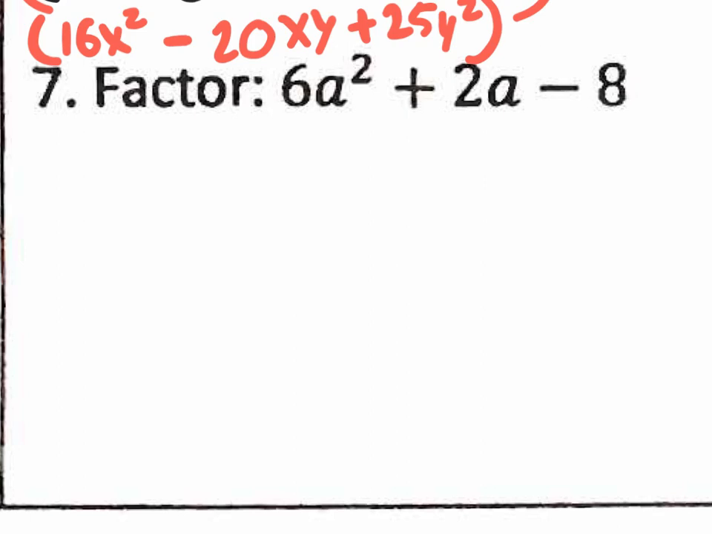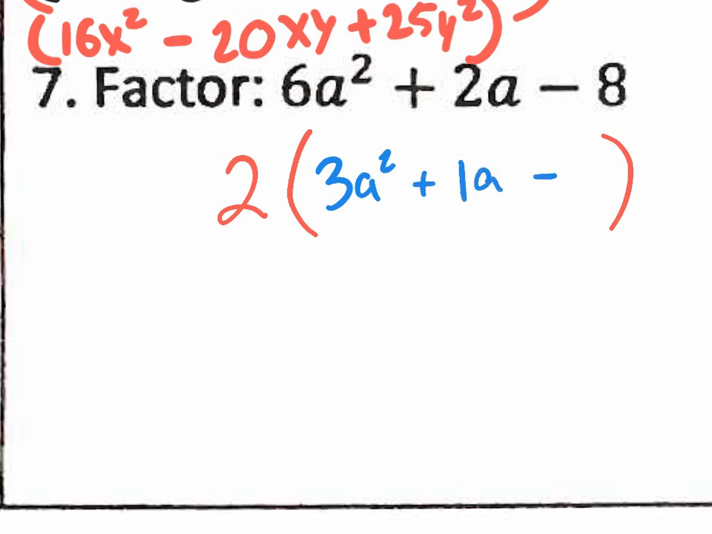Number 7 is just a basic factoring question. We should all be good at this by now. What's the first type of factoring you should try? GCF. What could you pull out of there? 2. Okay, what would be left on the inside? 3a squared plus 1a minus 4.